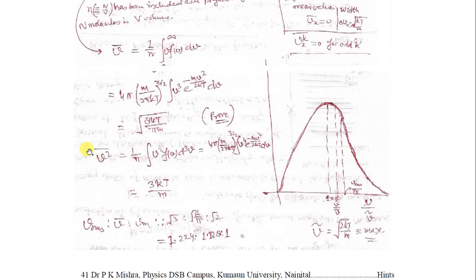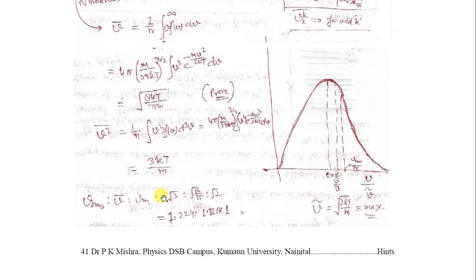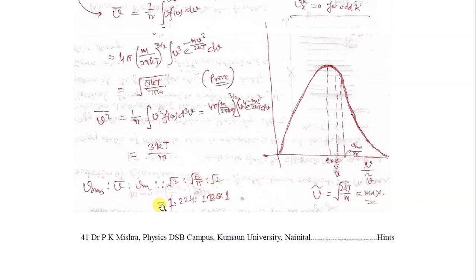Similarly, you can get v square average, that is 1 upon n integral of v square f(v) d cube v. In this case, you will get its value 3 kT upon m. So taking the square root of it, you will have v_rms, that is square root of 3 kT upon m. So you now have the values of v_rms, v average, that is square root of 8 kT upon pi m, and v_m, that is square root of 2 kT upon m. So from there you can get the ratio between v_rms, v average, and v most probable. That is 1.224 is to 1.128 is to 1.